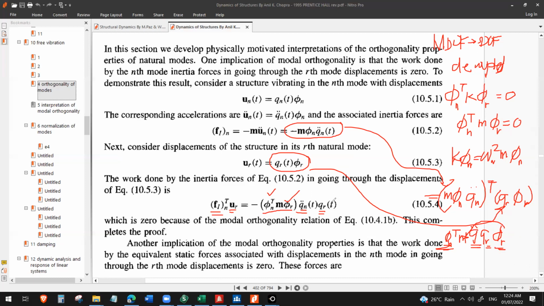Okay, so, ito naman kasi, these are all, I believe, scalar yan, no? So, ito lang affected, no? So, that's it, no? And knowing that phi n transpose M phi r, as we proved here, is 0, that means everything here is 0. Okay? So, that proves the usefulness of the modal orthogonality relation. So ganun ka-effective, no? Ganun ka-useful yung modal orthogonality. Okay?